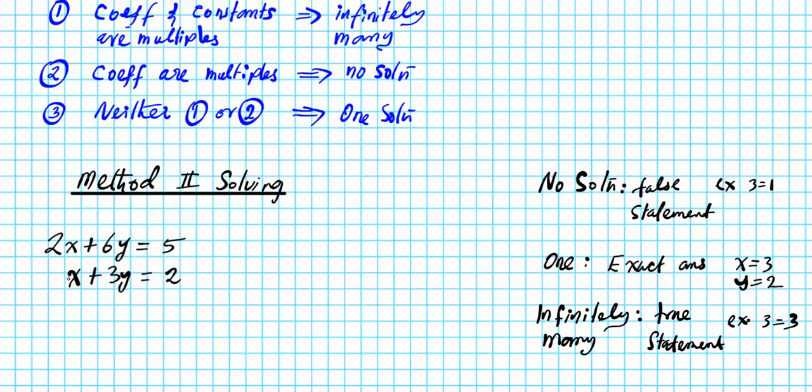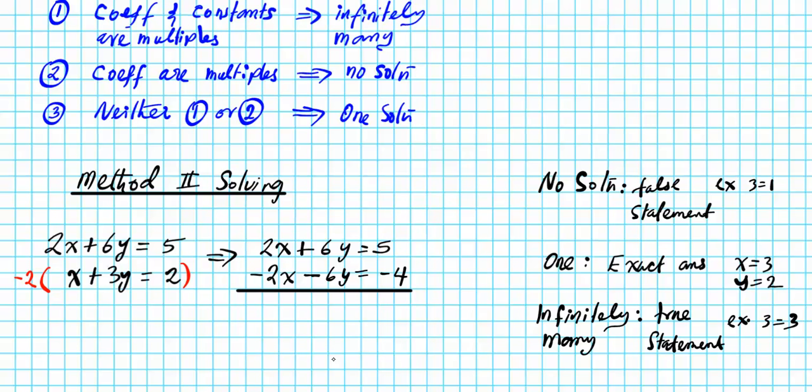So pick one, let's pick the x's. I want to create opposites with the x's, so I'm going to multiply the entire equation by -2, okay? So what does that yield? We have 2x plus 6y equals 5. Equation 1 remains unchanged. Equation 2, you have -2x. Please distribute this negative to the entire equation, okay? Minus 6y equals -4.